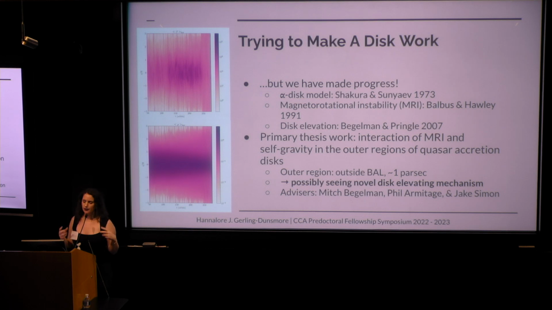And then finally, disk elevation has been proposed as a way to help keep these disks stable by Begelman and Pringle in 2007. My primary thesis work is on the interaction of the MRI and self-gravity in the outer regions of a quasar disk. And I promise you will see why this is relevant in a few moments. We are possibly seeing a novel disk elevating mechanism, but it's maybe not quite enough to suppress that fragmentation. I do that work with Mitch Begelman, Phil Armitage, and Jake Simon.